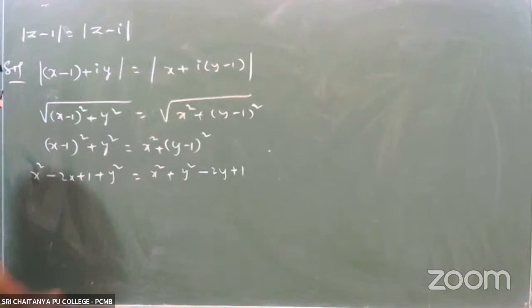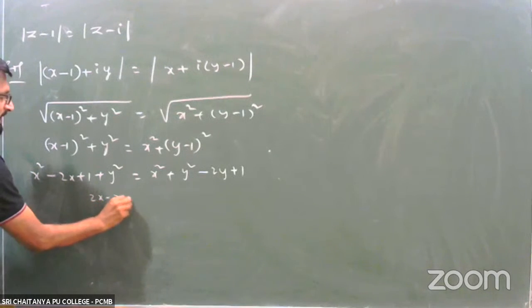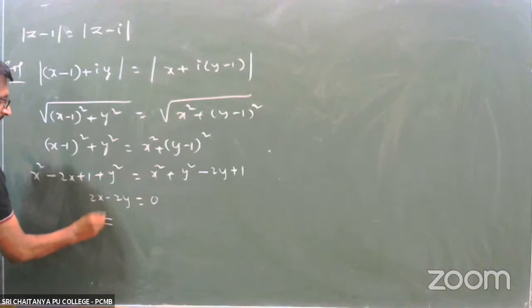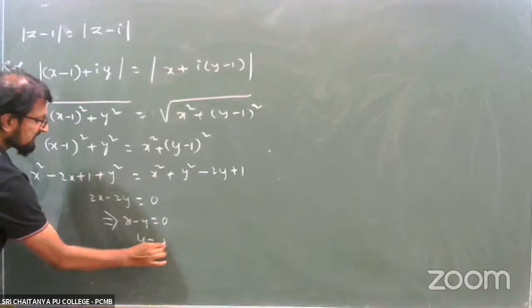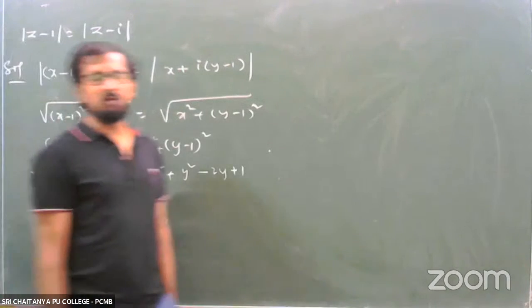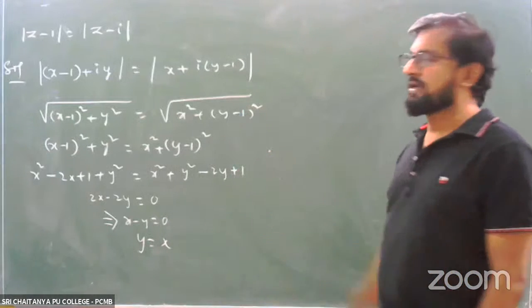We are going to get 2x minus 2y is equal to 0. Means x minus y is equal to 0, or y is equal to x. y is equal to mx is a straight line which always passes through origin. Take down.